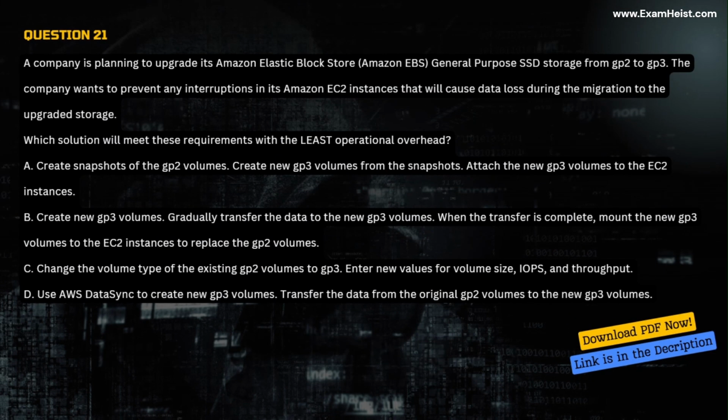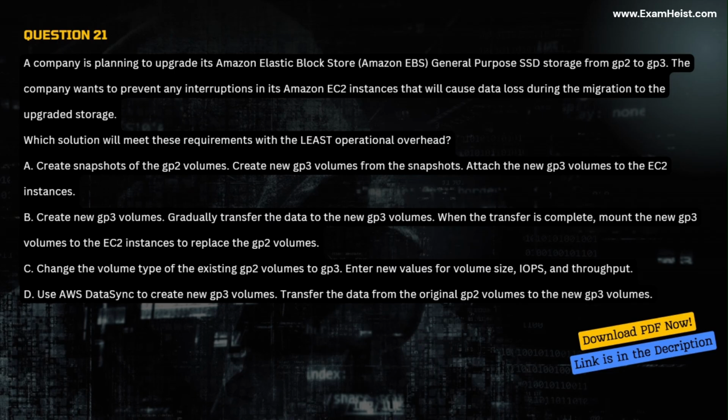Question 21. A company is planning to upgrade its Amazon Elastic Block Store (Amazon EBS) general purpose SSD storage from GP2 to GP3. The company wants to prevent any interruptions in its Amazon EC2 instances that will cause data loss during the migration to the upgraded storage. Which solution will meet these requirements with the least operational overhead? A. Create snapshots of the GP2 volumes. Create new GP3 volumes from the snapshots. Attach the new GP3 volumes to the EC2 instances.